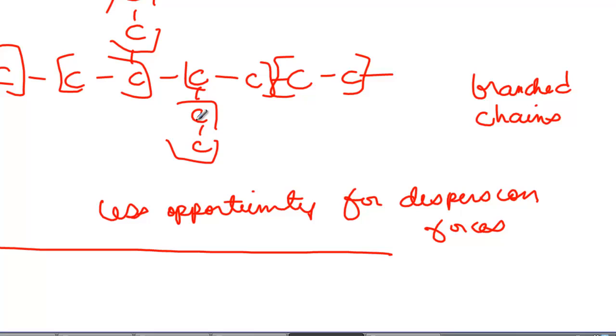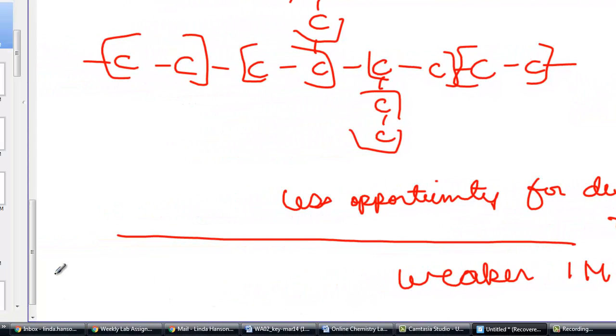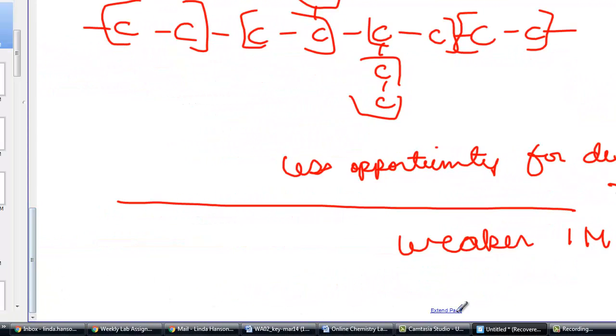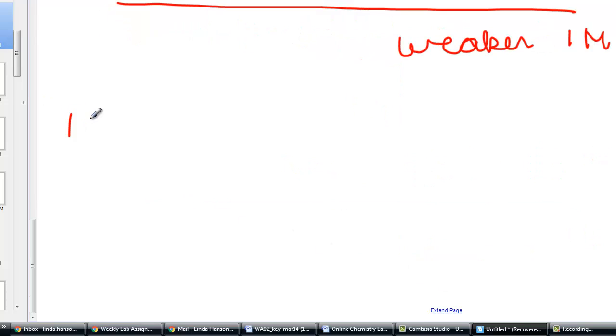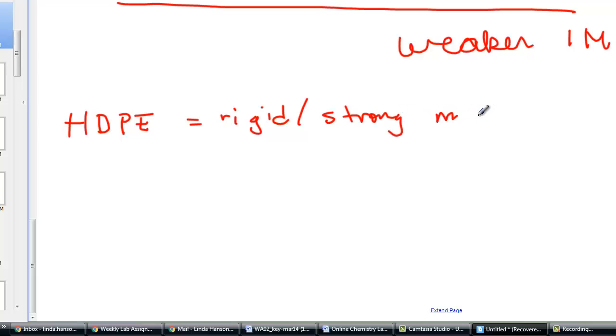These branched chains prevent the opportunity for a dispersion force, and therefore these are weaker intermolecular forces. So carrying that forward into our high-density polyethylene, we know that these properties give us a quite rigid and quite strong structure. Think of a milk jug.